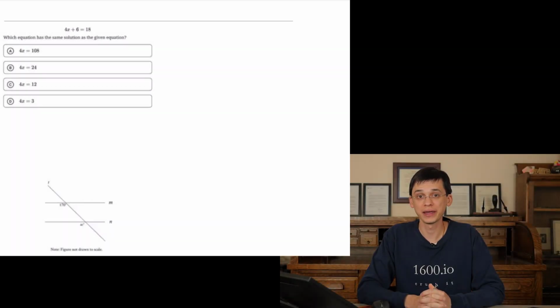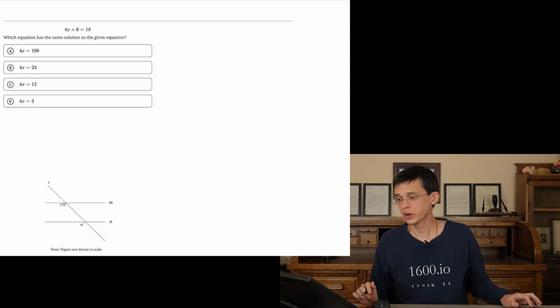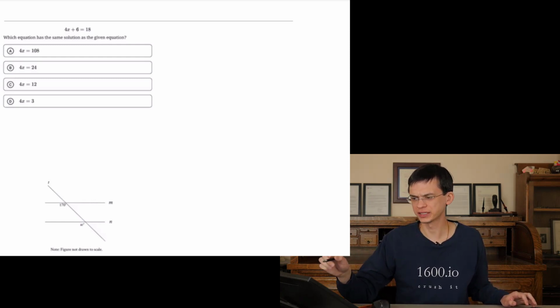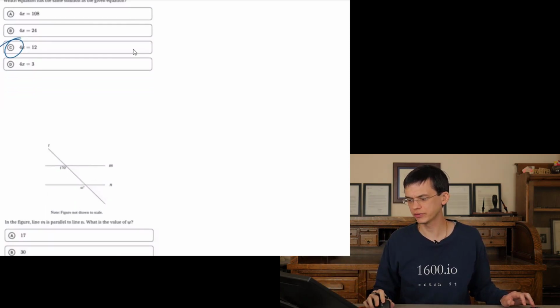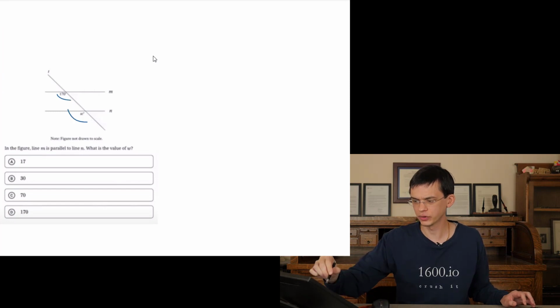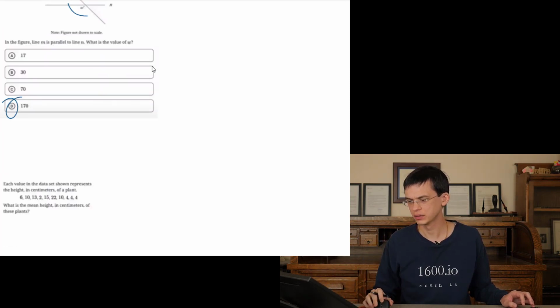Let's see how fast we can get through the math of digital SAT 2. Which equation has the same solution? 4x plus 6 equals 18, subtract 6 from both sides. 4x equals 12. Corresponding angles are congruent. W is equal to 170.